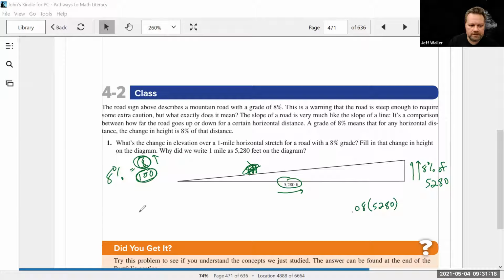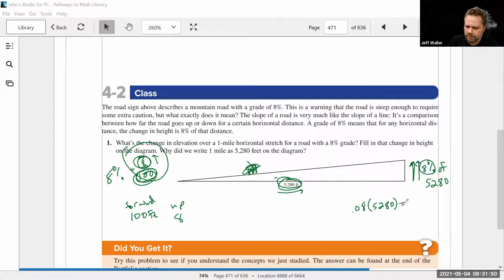I really want this to make sense. So if I go forward 100 feet, what does my slope say? If I go forward 100 feet, how much do I go up? If I go forward 100 feet, I go up how much? 8 feet. What is 8% of 100? 8. So whatever the forward motion is, I'm going to multiply that by 8% to figure out how much I actually go up at the same time.